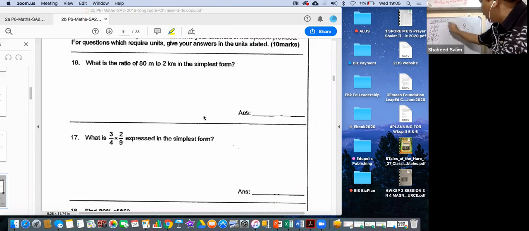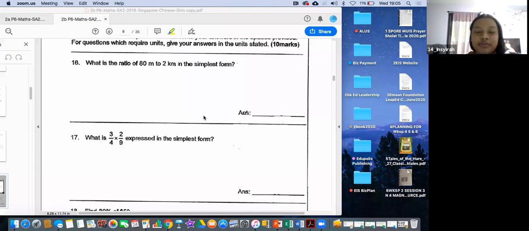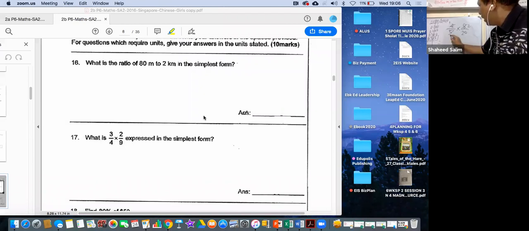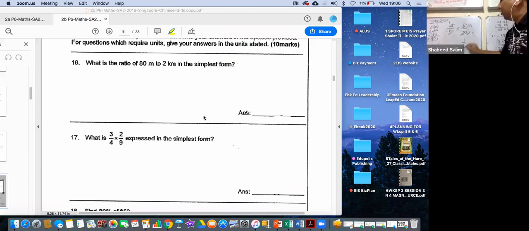This one can divide by 4, get 1. This one can divide by 4, get 2. Wrong. Friend and friend, top and top, don't cancel. Then divide by 5. 1. Divide by 5, get 4. You divide, you get half. Cannot, cannot, Mr. Shaheed.